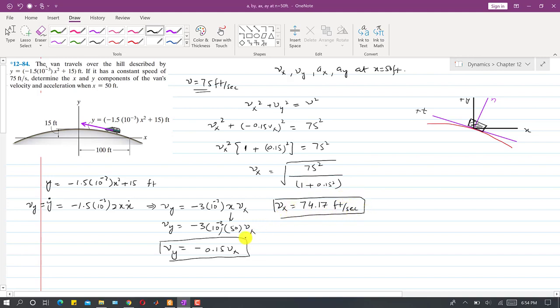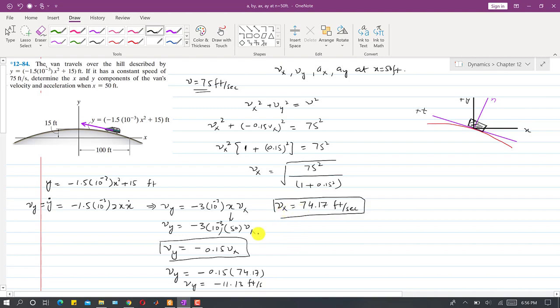And now if we put this vx value in this vy, this will give us the vy magnitude. So vy will be equal to minus 0.15 into vx, which is 74.17. So this comes out to be vy equal to minus 11.13 feet per second.